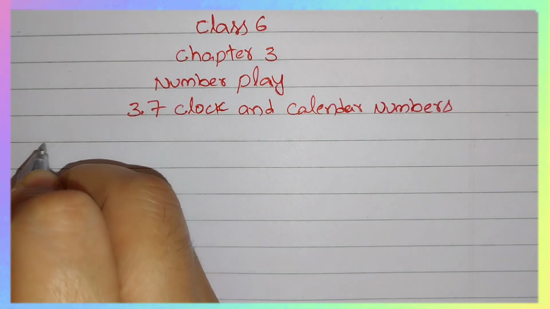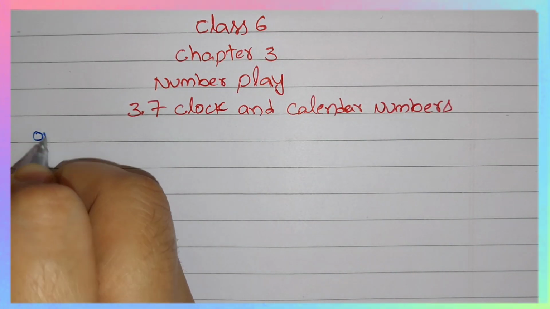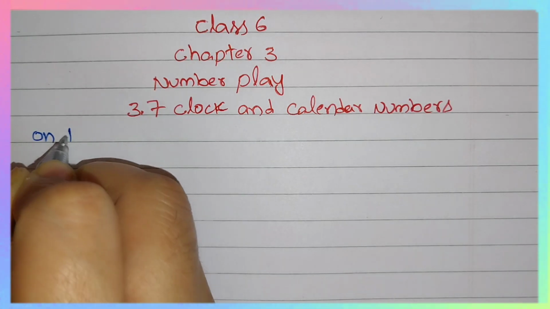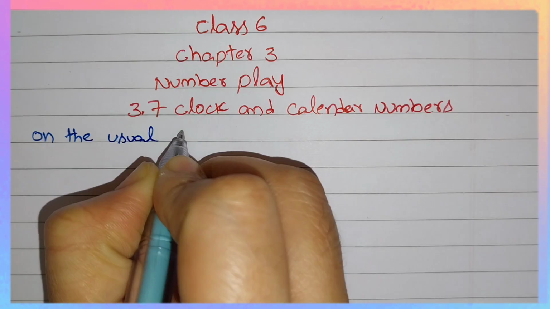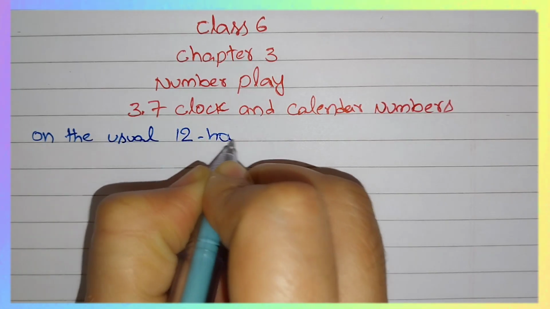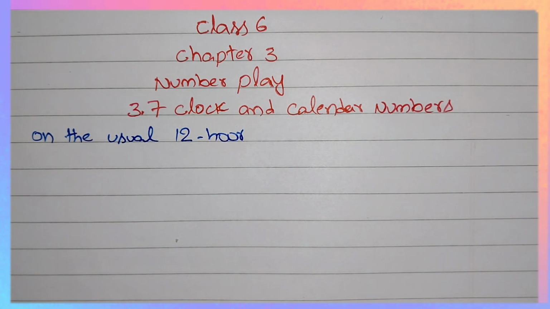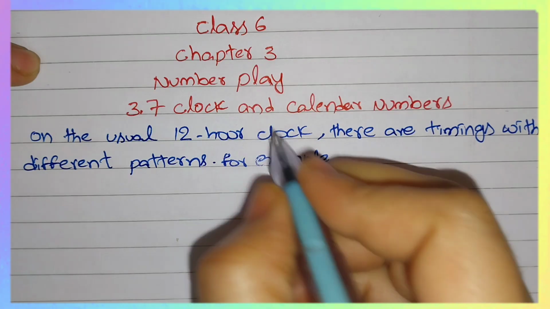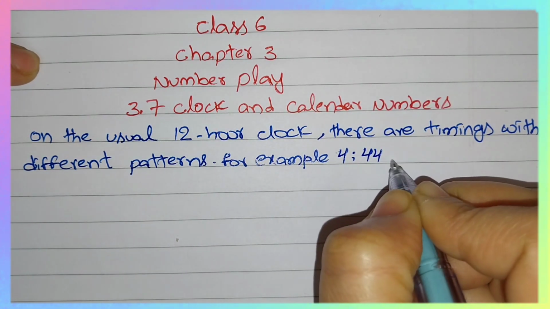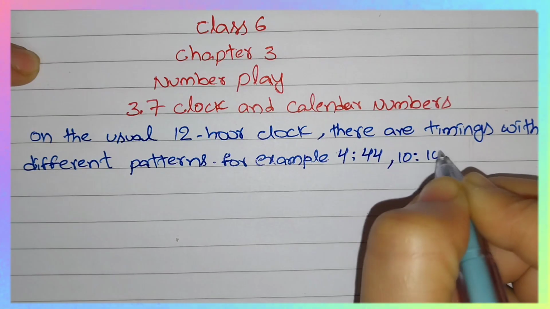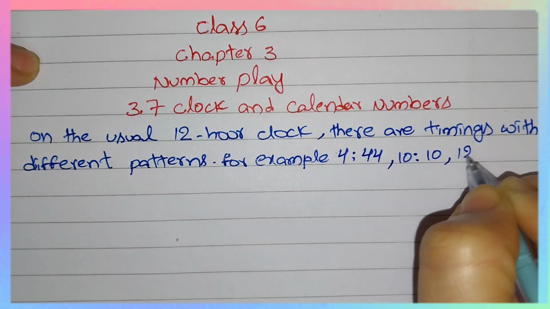In today's video we are going to learn about clock and calendar numbers, which is from class 6 chapter 3 Numberplay. So let's get started. On a usual 12-hour clock we see many interesting number patterns in the time. Sometimes they look the same when read from left to right and right to left. These are special number patterns.